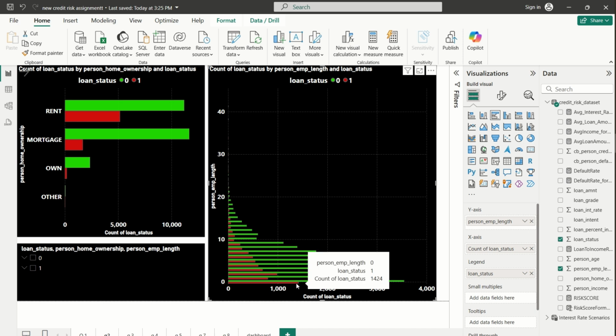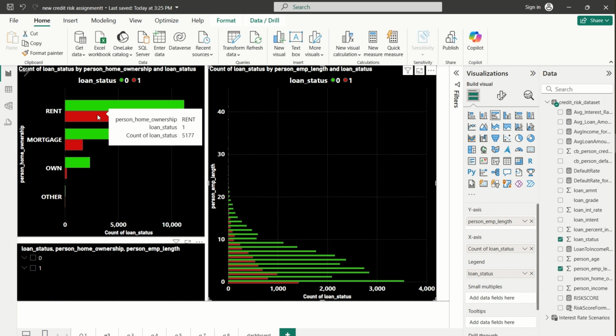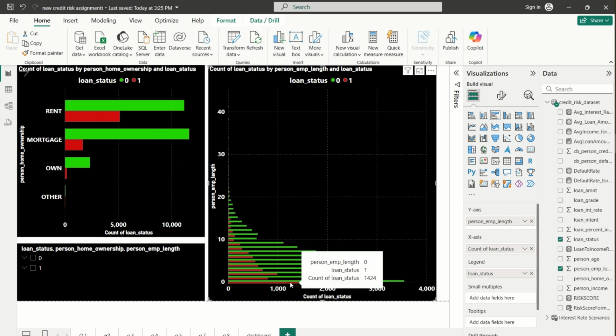You can see person with 0 year employment length, it is having highest default rate. So in this both, we have to find the highest default rate. So if we see count of rent, it is 5177, and if we see count of person with 0 year employment length, it is 1424. So here rent is having higher than this one.